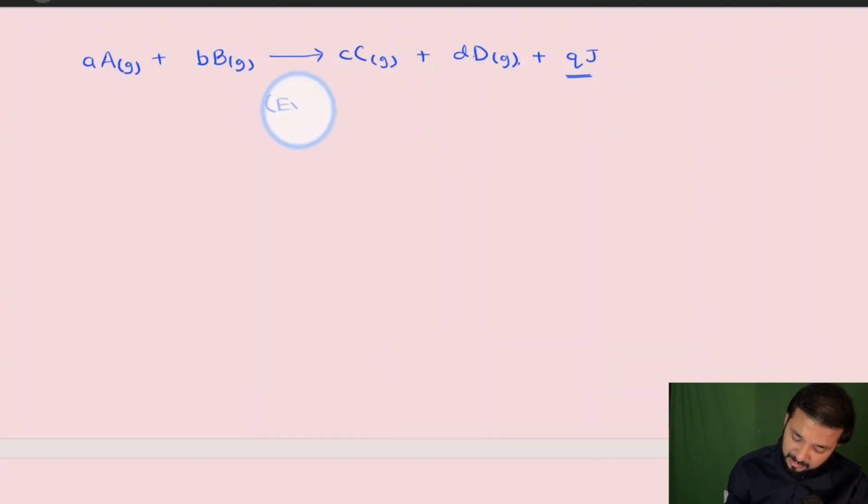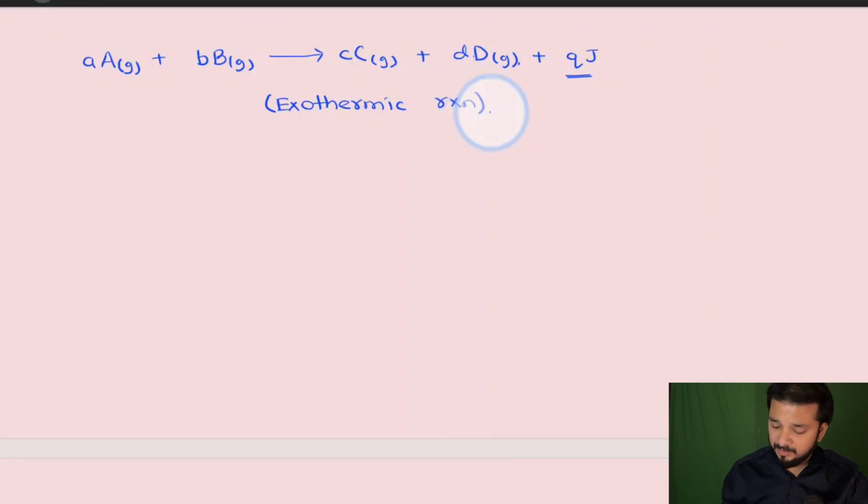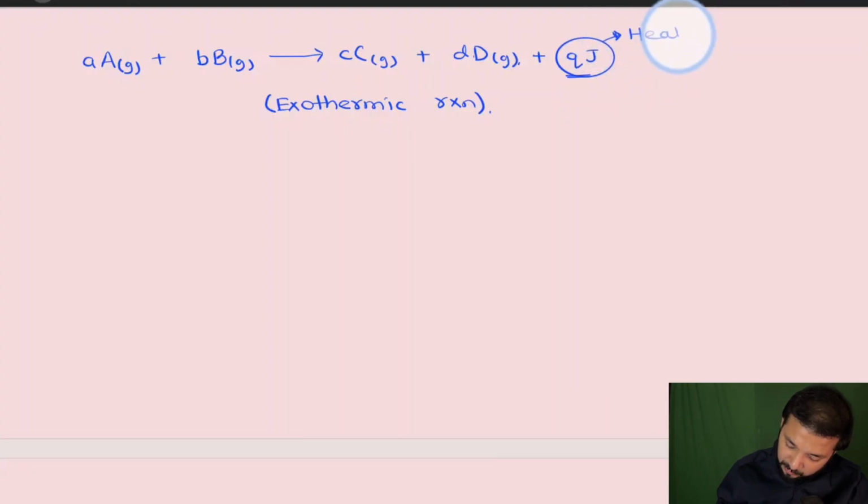Heat is released, that is why it is an exothermic reaction. I hope this much is clear. Now the heat which is released in this reaction, this heat is known as heat of reaction. With respect to this, we'll write heat of reaction.